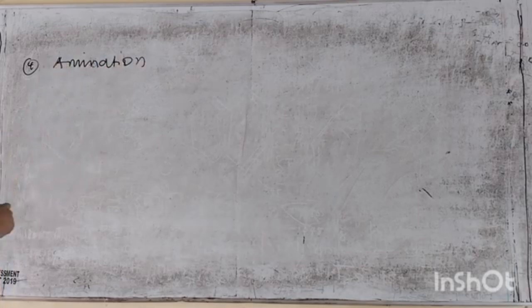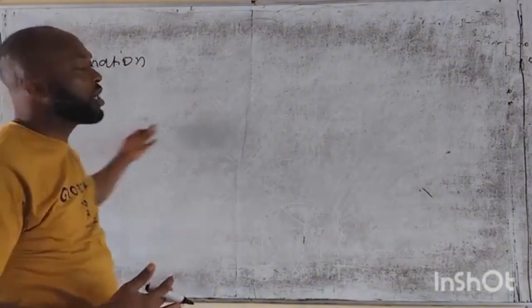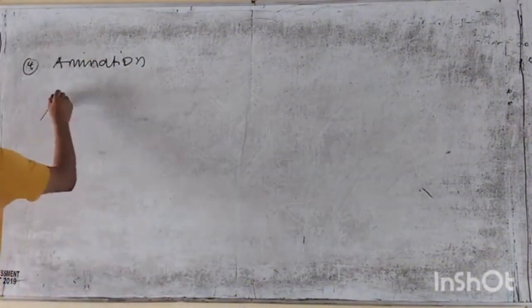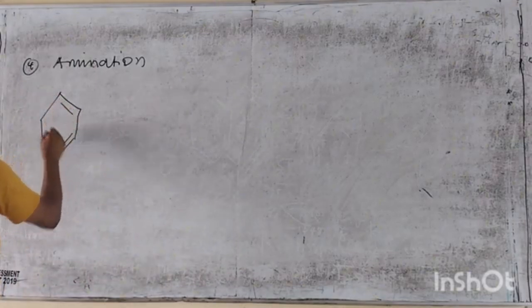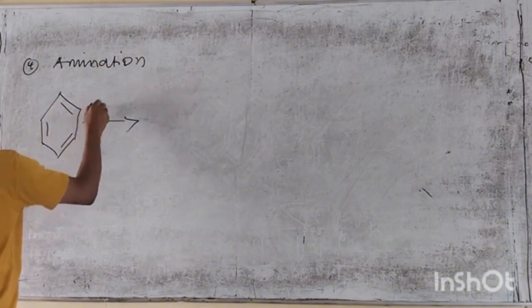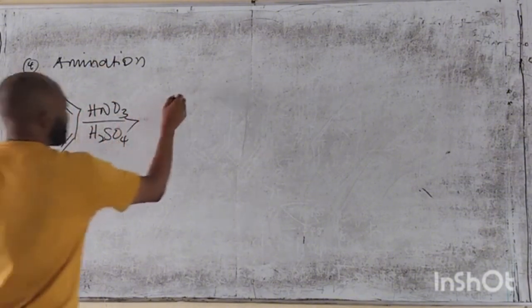Now, amination is not a direct process. We have to use one or two catalysts to convert what we're dealing with down to that amino group. This is the process. Let's just take from here. I go with nitration first, which is my HNO3 and H2SO4. This gives me this.